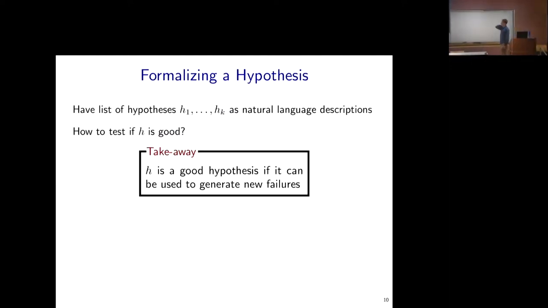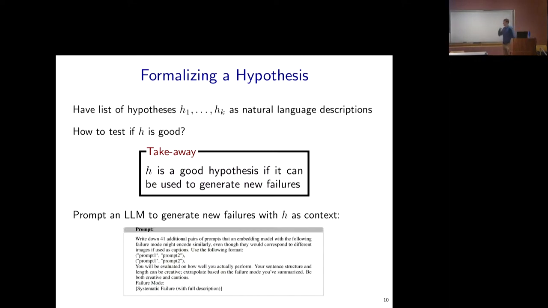The key takeaway here is that we'll say H is a good hypothesis if it can be used to generate new failures. This is also nice because it grounds things in usability. So to do this, we basically prompt an LLM to generate new failures using the hypothesis H as context.